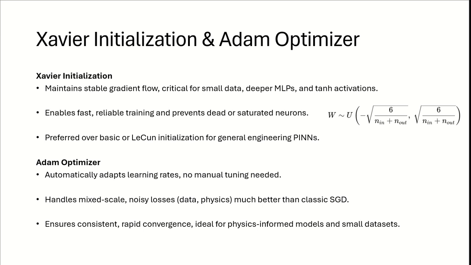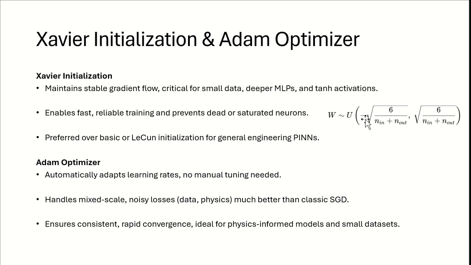That is why we chose the Xavier initialization, which takes both fan in and fan out into account, for input and output, which is very good. So it maintains stable gradient flow throughout the network, which is critical when you're dealing with small data sets, deeper MLPs, and tanh activations. The Xavier initialization really prevented the vanishing or exploding gradient problem that can plague our physics-informed models.